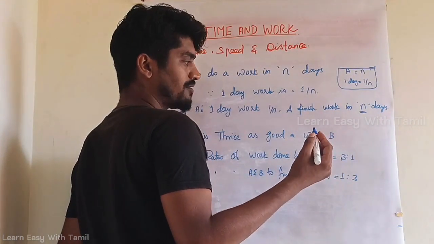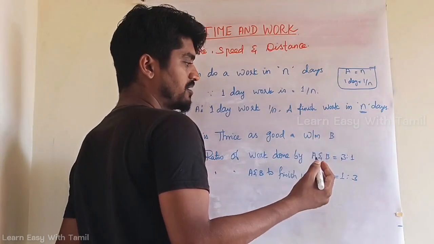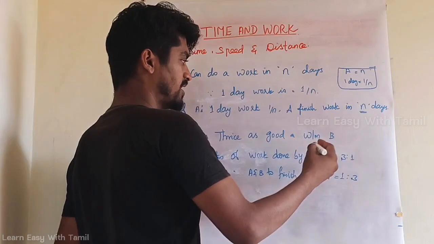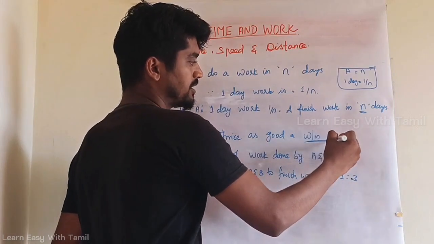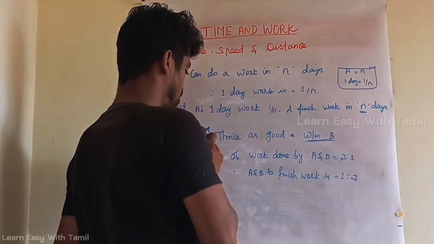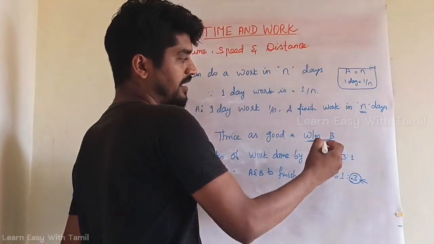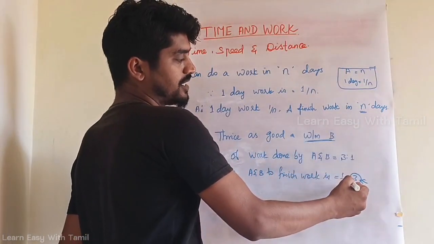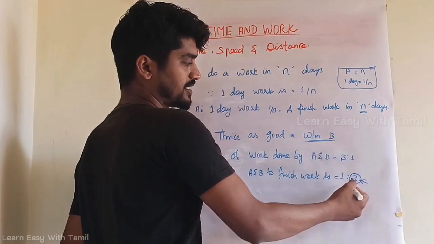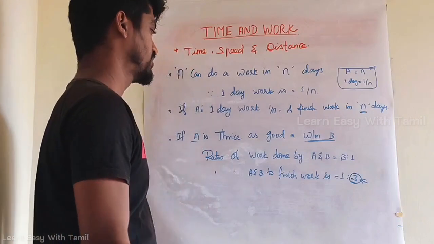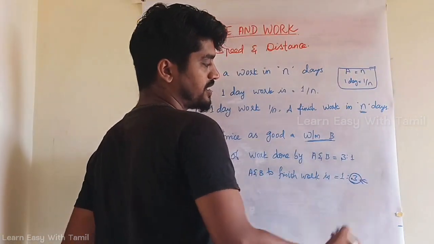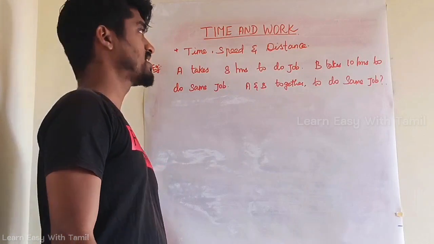So A is 3 times better than B. When they work together, the ratio of time to finish the work is 1 is to 3. Here workman B takes 3 times longer to finish the work than A. So the ratio of time taken by A and B to finish the work is 1 is to 3. We can go with an example.